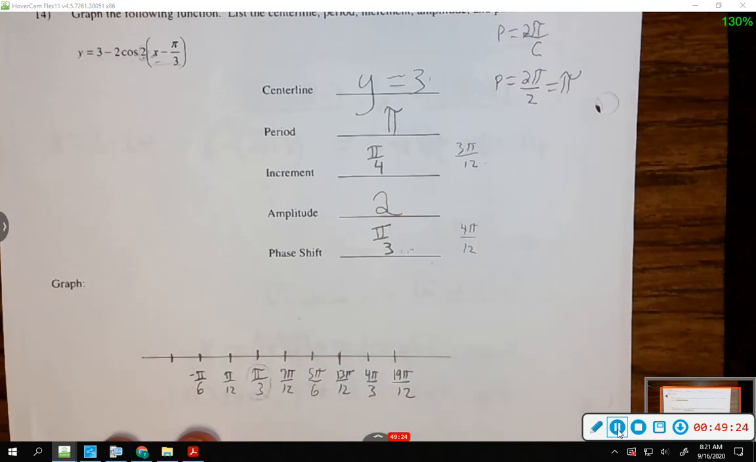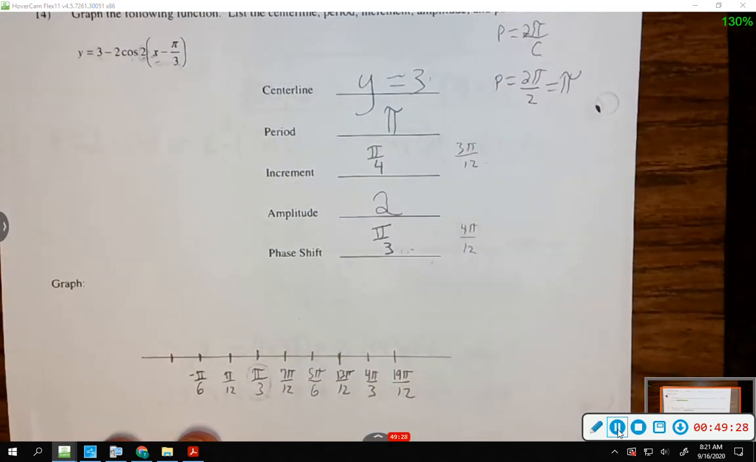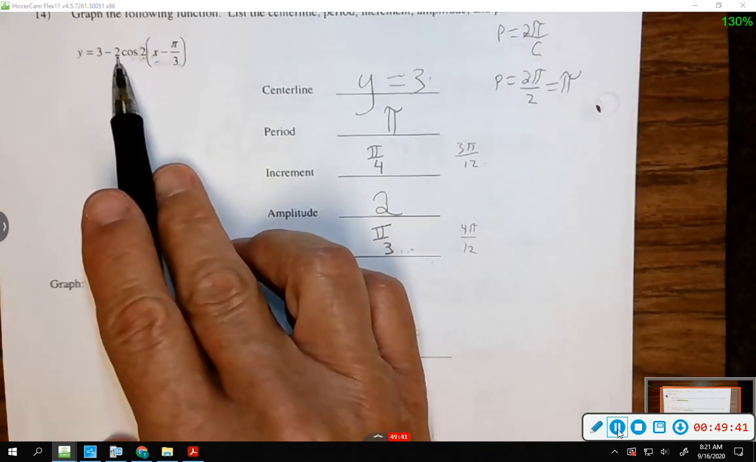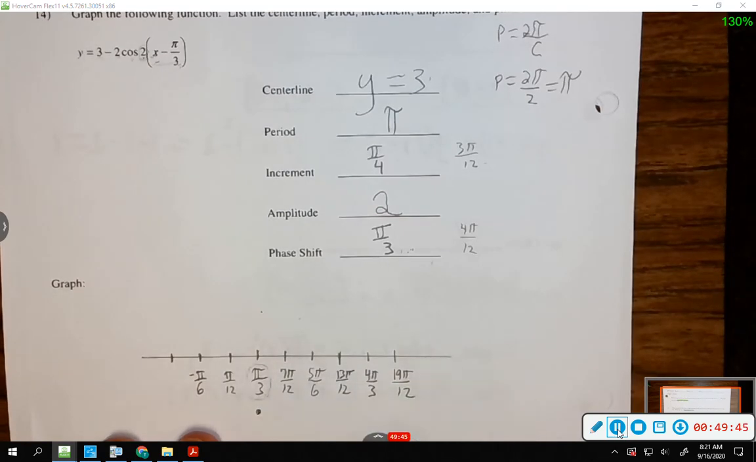But this is a cosine function. Cosine starts off the center line at the phase shift. If we have a positive amplitude coefficient, we would start up here, just like the normal cosine does. But since we have a negative amplitude coefficient, we start down here. So you have to know the 4 ways that you start. 2 for sine, 2 for cosine.